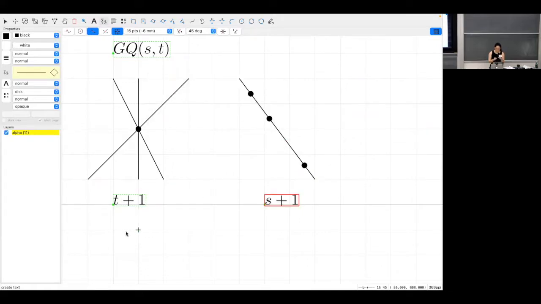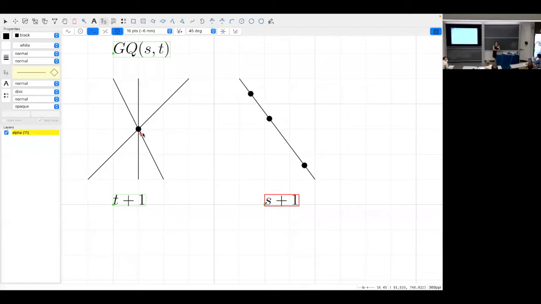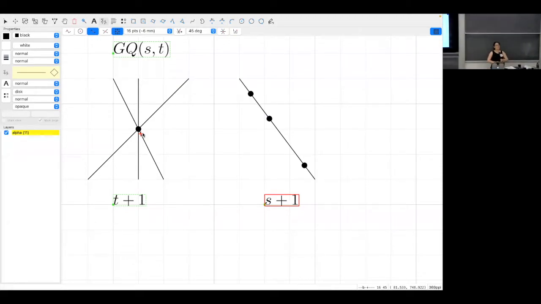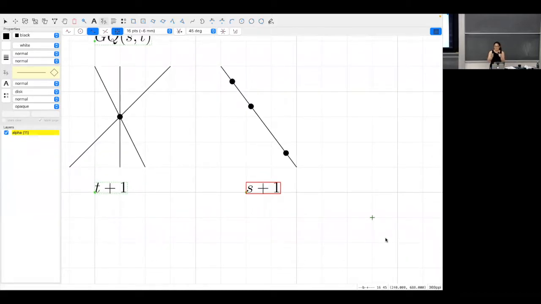So Bill has some mnemonic that helps you remember it, except it doesn't work that well. It's like t+1 lines go through a point, and s+1 points sit on a line. But there are clearly other words that start with s and t that could totally mess this up. So the points, they all are incident to the same number of lines. The lines, they are all incident to the same number of points, s+1.